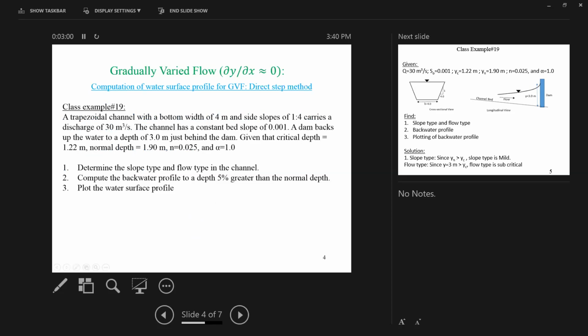Given that critical depth is 1.22, normal depth is 1.9, and the Manning's n is 0.025 and alpha is 1, which is the kinetic energy coefficient, you have to determine the slope type and flow type in the channel. And the main thing, you have to compute the backwater profile to a depth 5% greater than the normal depth, and finally plot the water surface profile. So that was class example 19.